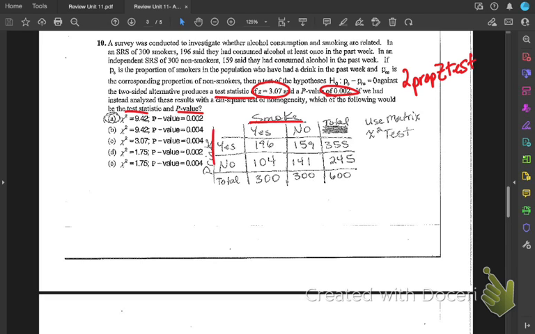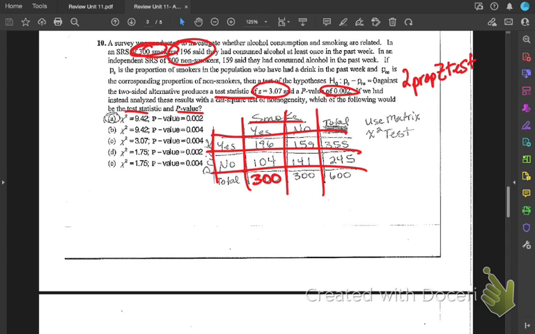So if we do smoking versus drinking, we have yes that they smoke and no that they do not smoke. Yes, they drink and no, they do not drink. So in an SRS of 300 smokers, there's 300 that say yes that they smoke. And then 196 said that they had consumed alcohol of the smoker group. And in an independent SRS of 300 non-smokers, 159 said that they had consumed alcohol.